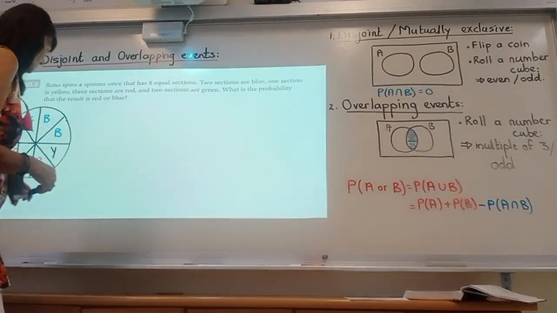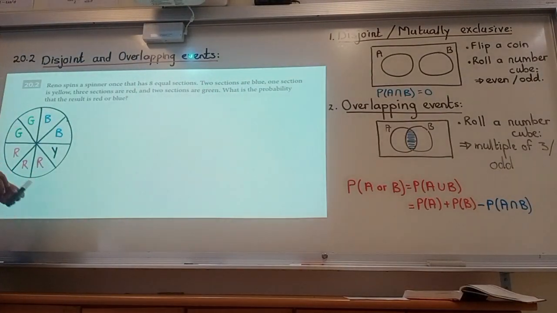Let's do one example here on the board. Rena spins a spinner once that has 8 equal sections. I've drawn the spinner, 8 equal sections. They say 2 are blue, 1 yellow, 3 red, and 2 greens. The question states, what is the probability that the result is red or blue?